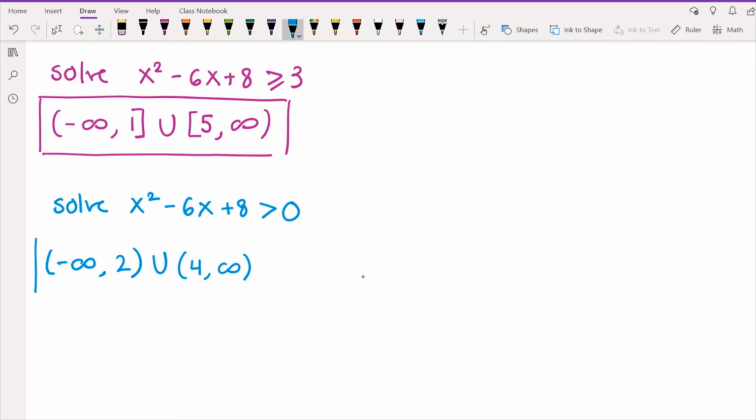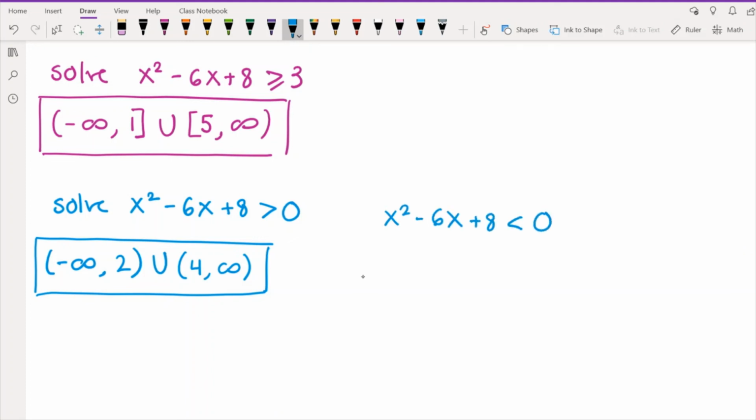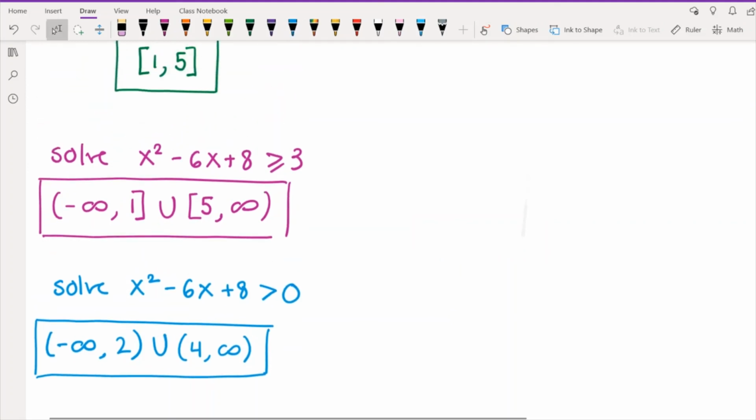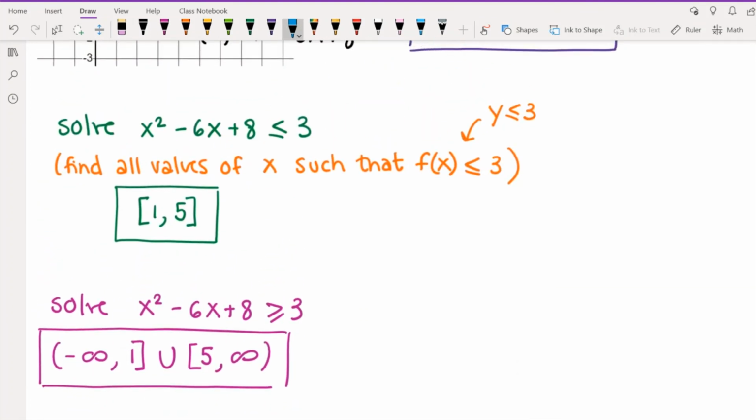So basically, what's the shortcut to knowing whether there's going to be parentheses or brackets? It has to do with whether your inequality has an equal sign as part of it or not. So I'm not going to do this example, but if instead we did x squared minus 6x plus 8 is less than 0, that would also involve parentheses instead of brackets because there's no equal sign. Or if we took these two examples that we did earlier, and if we just changed them by getting rid of the equal sign, all that would change is that these would become parentheses because we're no longer including those transition points.